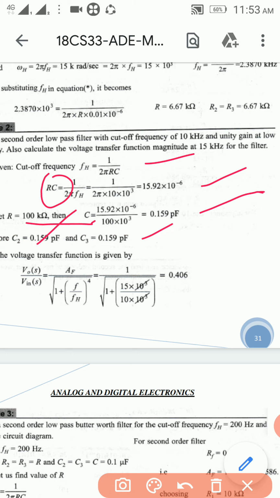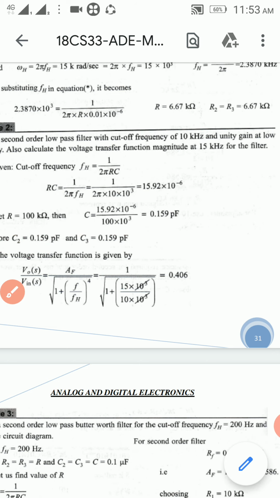So the voltage transfer function is given by what? V naught S divided by V S. This formula you have to remember. So it is AF divided by the square root of 1 plus (F by FH) whole to the power 4. So we know the gain and we know F is equal to, sorry, 15 kilohertz, and FH is equal to what? 10 kilohertz. Substitute and get the value. Okay, this is the problem.